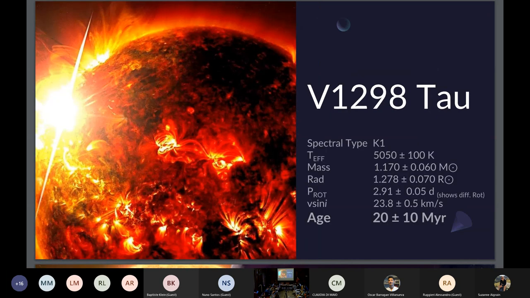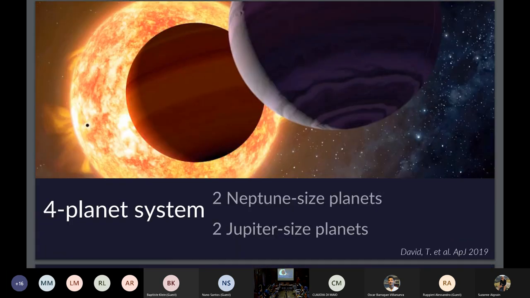For those not familiar, V1298 Tau is a very young star. It's a bit bigger than a solar mass star, just around 20 million years old, with a rotation period of 2.9 days, more or less, with some hints of differential rotation. And what makes it interesting is that it has a four-planet system, with two Neptune-sized planets and two approximately Jupiter-sized planets.